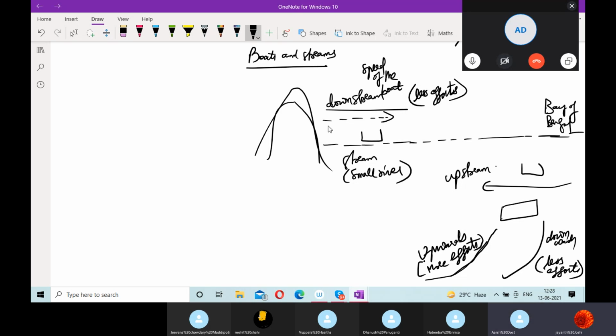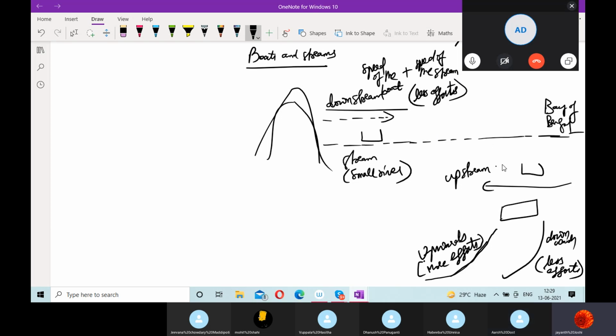If I am rowing my boat downstream, my effort would be less. Why? Because the speed of the boat would add up with the speed of the stream, the speed of the river, because it is flowing downwards. Even if you don't row, it itself will take you downwards because it moves. The water of the river is not stagnant water, it moves. So here, speed of the boat plus speed of the stream is the concept, if it is downstream.